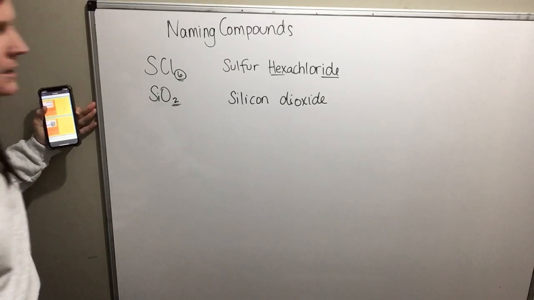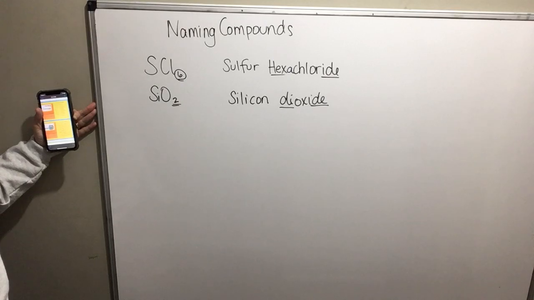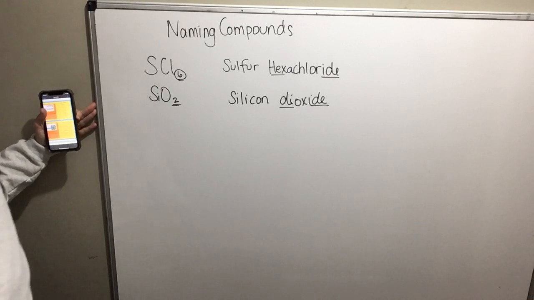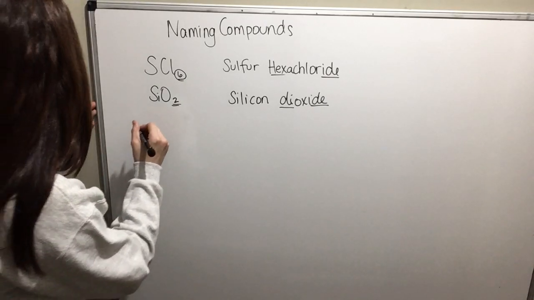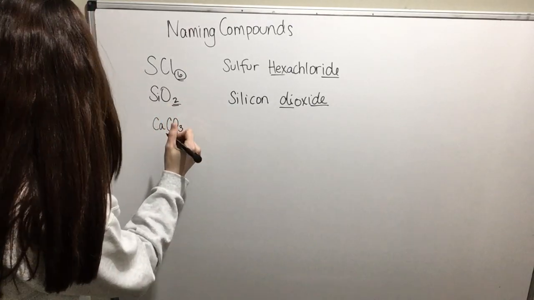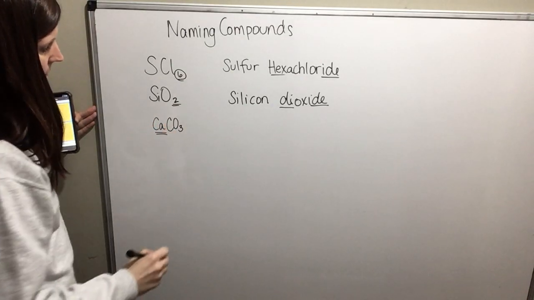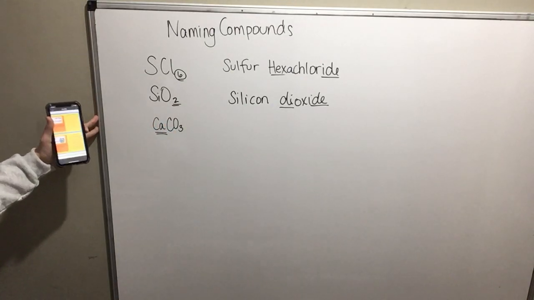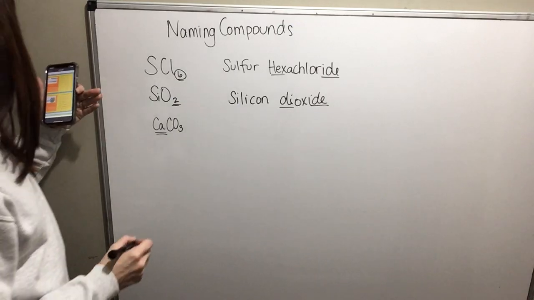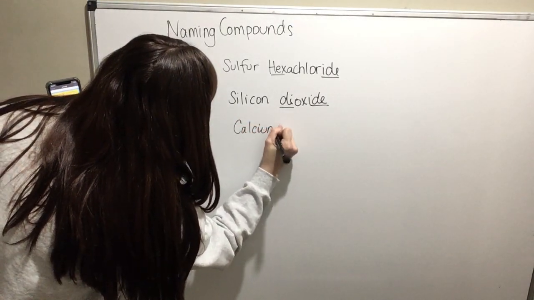Silicon dioxide. Again, you don't put dioxygen, you put oxide. Okay? The next one is CaCO3. Now, Ca is an ion, and so we are going to have calcium here.